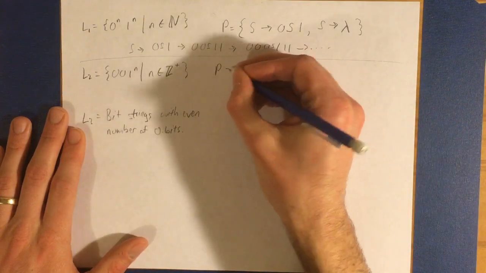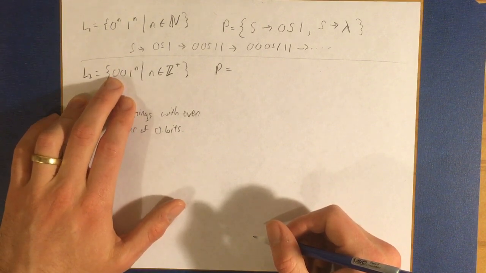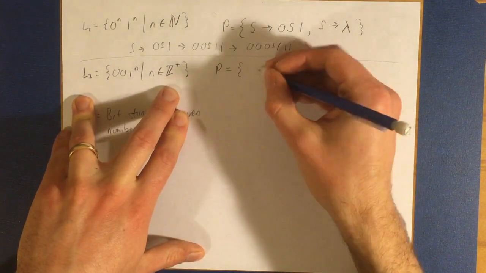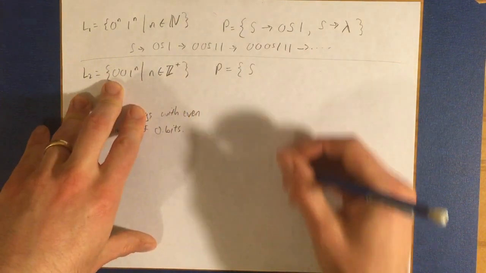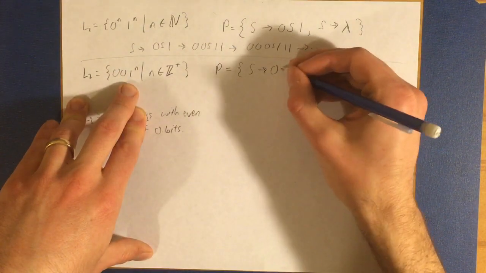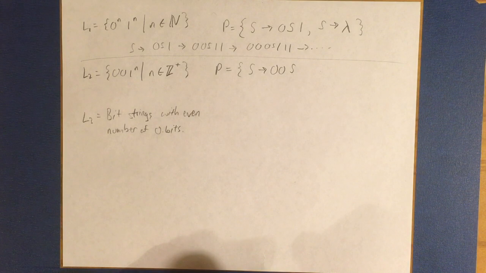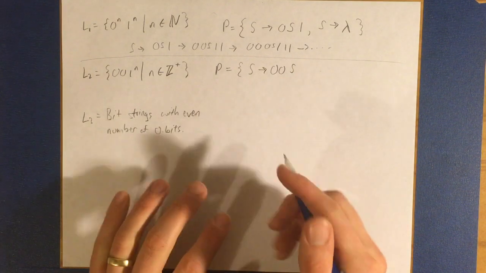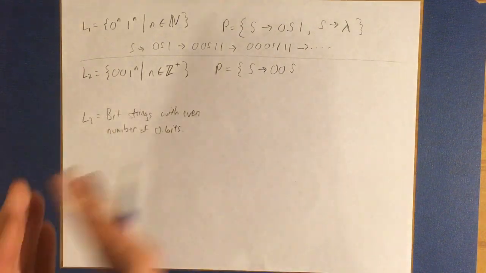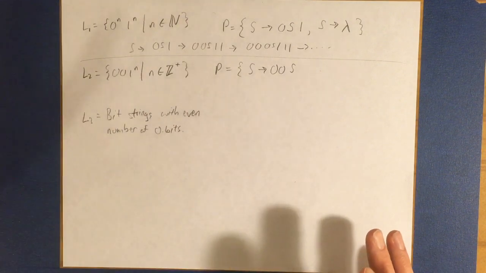Now, for language 2, I have to start my strings with 2 zeros and then some number of 1s, but it has to be a positive number. So let's start with S, and the very first thing I want to do is put the 2 zeros in there. Now, should I do what I did before and recurse on this S symbol? If I did that, I would be able to do 00S and then replace the S with another 00S, and I would get 4 zeros. That's not what I want. I don't want to be able to have any even number of zeros.